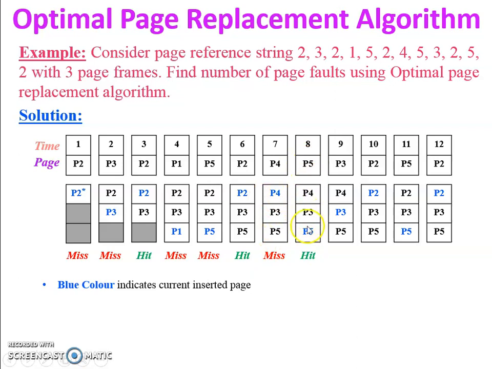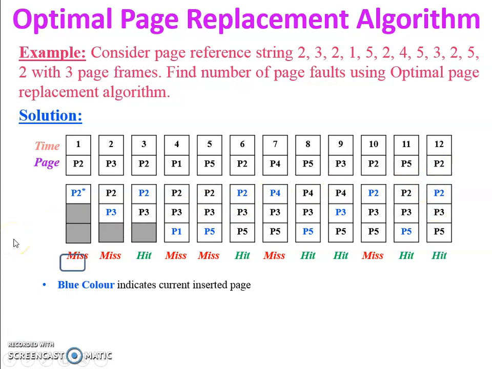Next is P5 and P5 is already available, so it is a page hit. P3 is already available, it is called a page hit. Next one P2. Now check in the future: P5 is available, P2 is available again, so you can remove P3 or P4. Here I have removed P4, so the frame has P2, P3, P5. Again it is called a page miss. Now P5 is already available, a page hit. Now P2 is already available, a page hit.